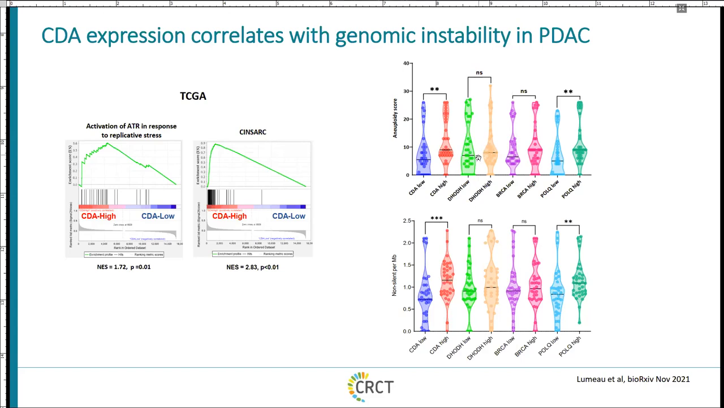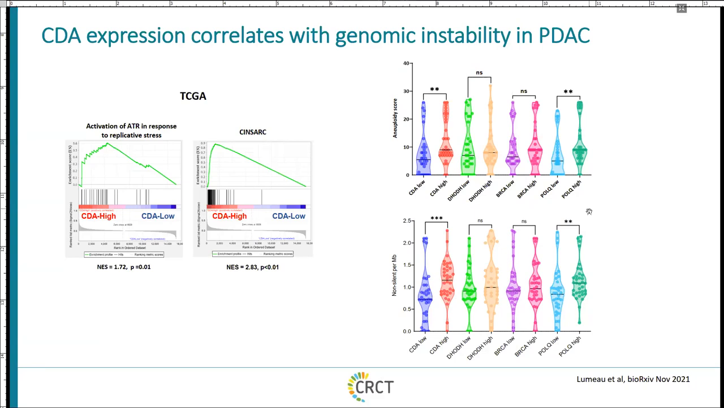DHODH is the main enzyme of the de novo pyrimidine synthesis. So this is specific to the recycling pathway of pyrimidines. This is not true with BRCA, but this is true for Pol-Q. Pol-Q is a polymerase with a mutator phenotype. So this is sort of a positive control. And what we can tell here is that those tumors that have more CDA can support more genetic instability than the others. That's why maybe they are more aggressive.